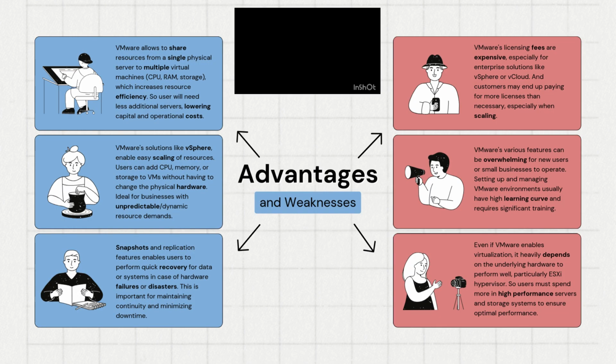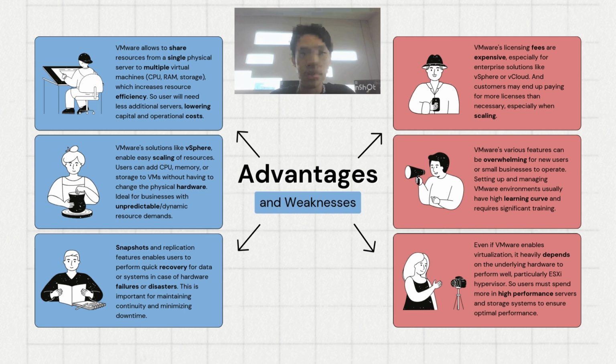Now let's talk about the advantages. VMware allows sharing resources from a single physical server to multiple VMs, which increases resource efficiency because they can share CPU, RAM, or storage. So users will need fewer additional servers, lowering their capital and operational cost.